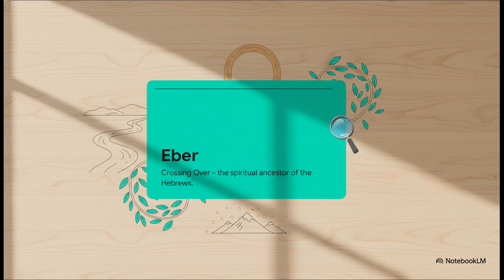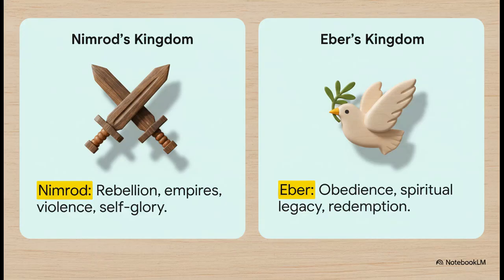We are basically looking at a massive tale of 2 totally different kingdoms here. On one side, you've got Nimrod's kingdom. It's loud, it's all about physical empires, violence, and desperately grabbing for self-glory. But on the other side, you have Eber's kingdom. It's marked by quiet obedience. It's about a lasting spiritual legacy, patiently waiting on God, and being the vital link in this huge redemptive plan. It's an incredible historical contrast between human pride and godly submission.